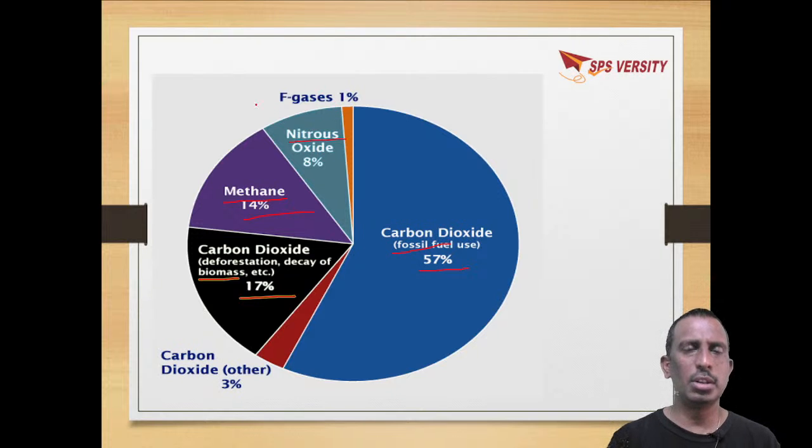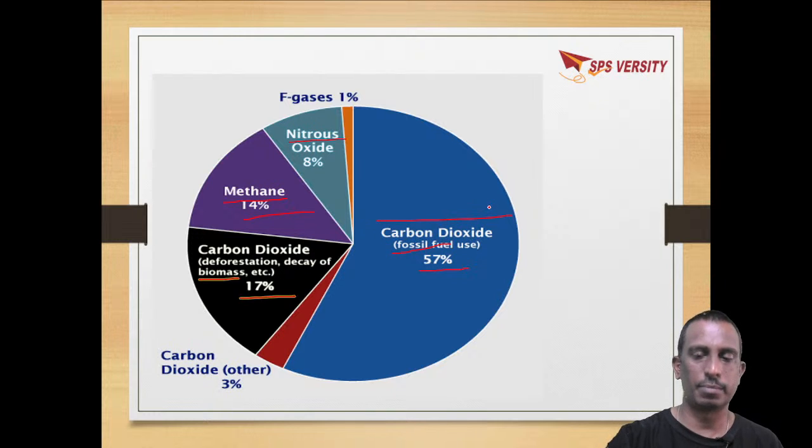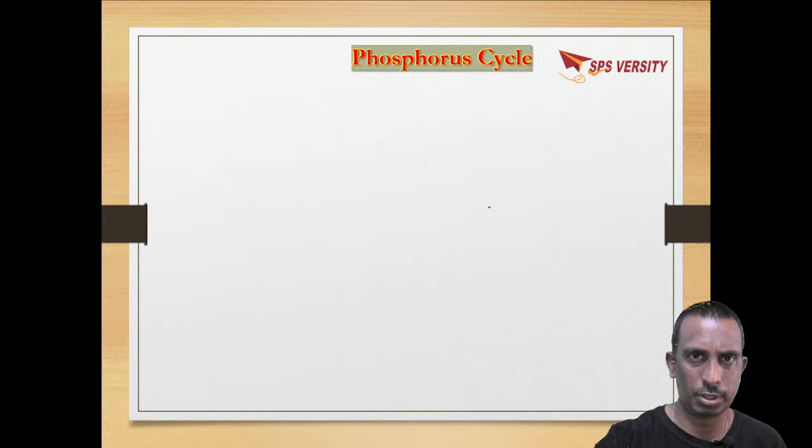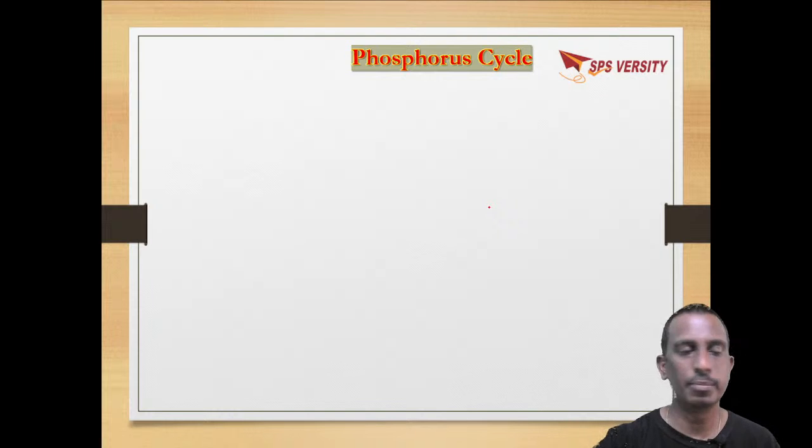So these are all greenhouse gases. The major one is carbon dioxide, which is released into the atmosphere and causes the greenhouse effect. Okay. So till now we discussed the gaseous cycles, meaning the nitrogen cycle and the carbon cycle, where the atmosphere is the reserve. These are called gaseous cycles.